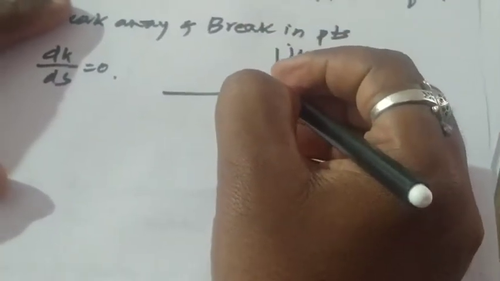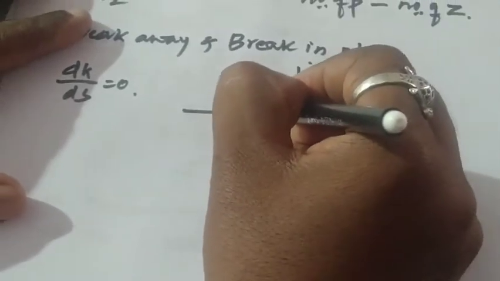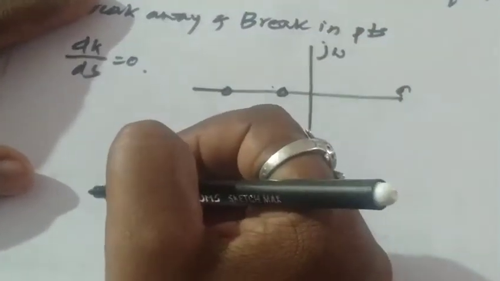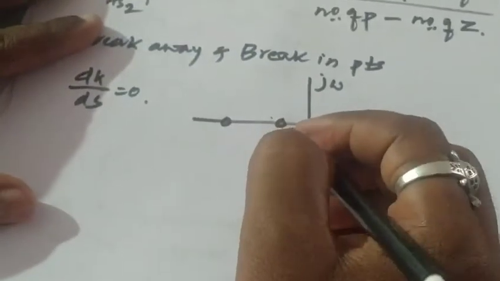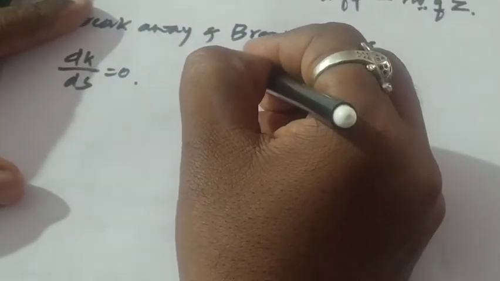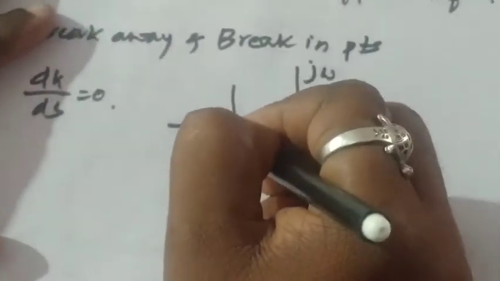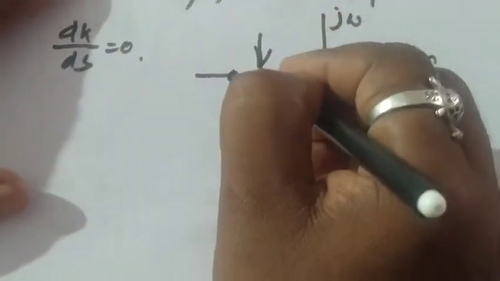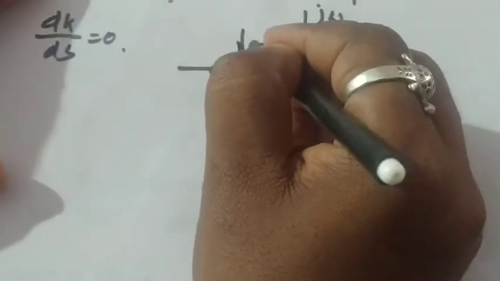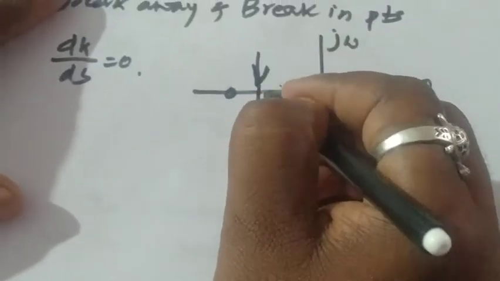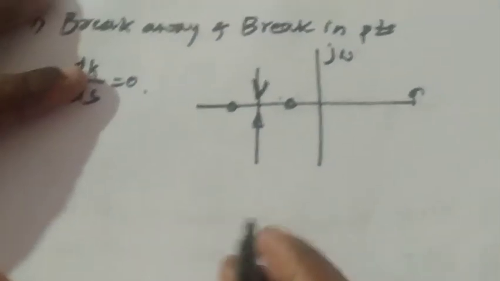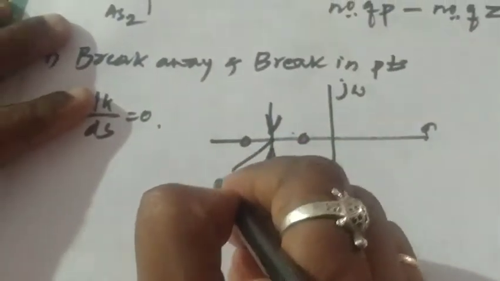If you have zeros on the negative real axis, this is imaginary, this is real, this is imaginary. If you have two zeros like this in the S plane, you have to calculate your breaking point like this. Your breaking point is where they join at this point. The direction of the arrows from the asymptotes or zeros is like this.